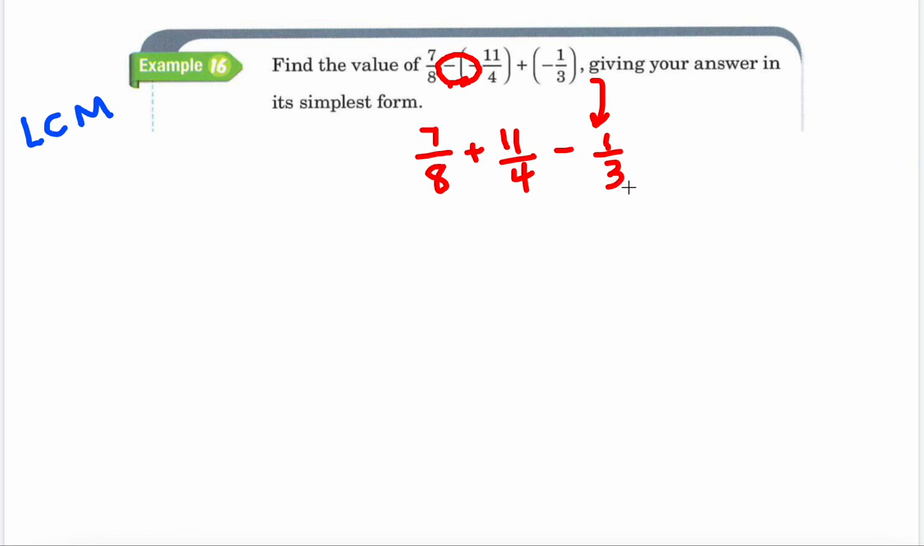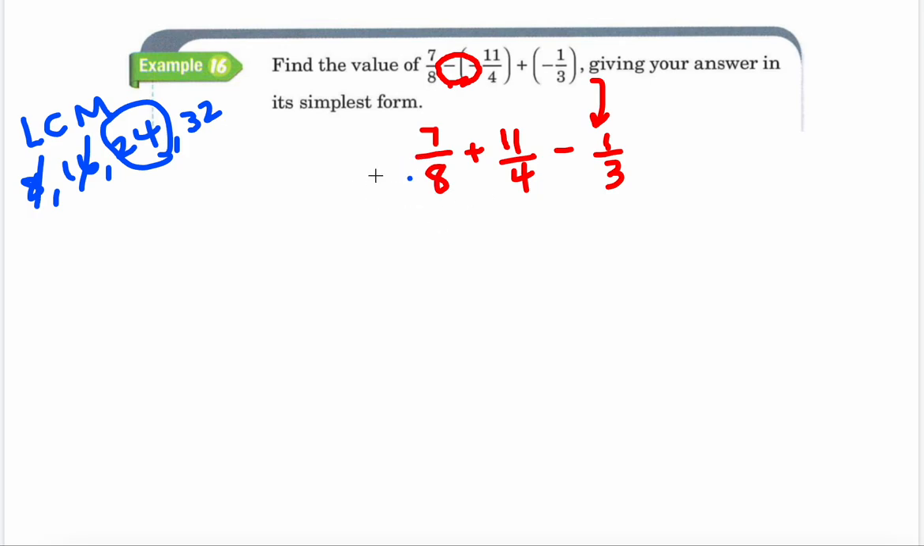So let's see, how could we do that? Well, I'm thinking, let's go through the multiples of 8. So there's 8, there's 16, there's 24, and there's 32, and I'll stop there. Do all of them go into 8? No, 3 doesn't go into 8. Do all of them go into 16? Nope, 3 doesn't. Do all of them go into 24? Yes, that does work. So their least common multiple is 24.